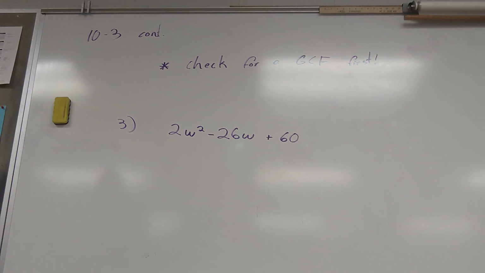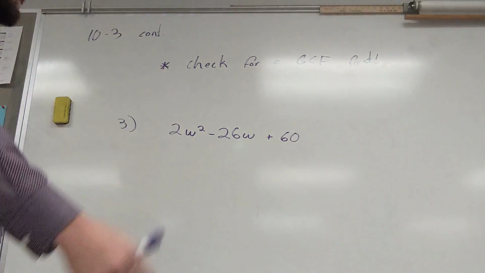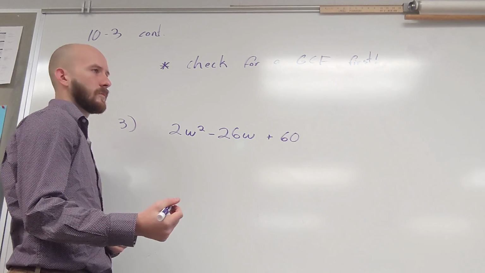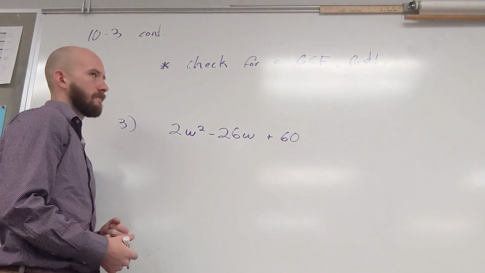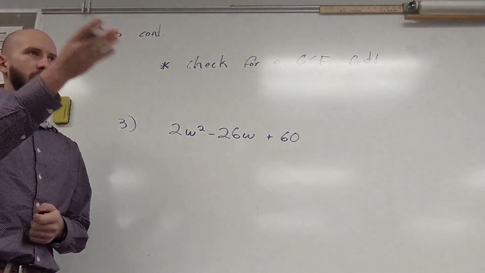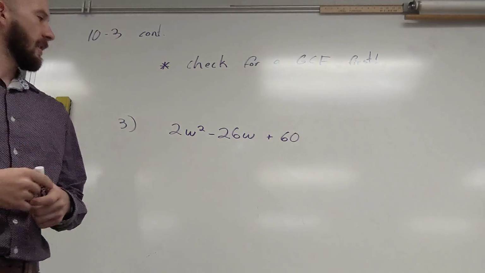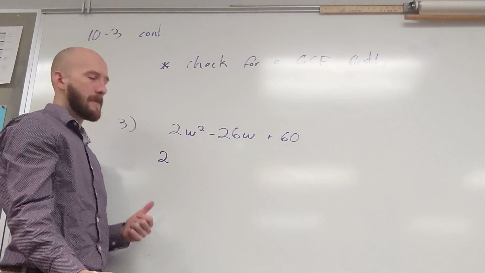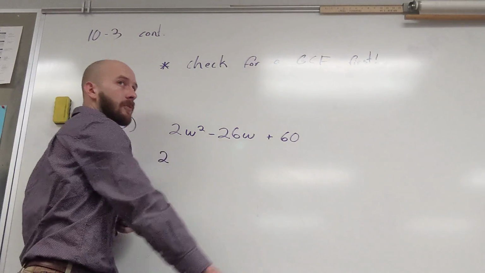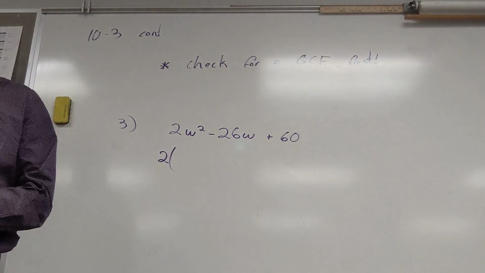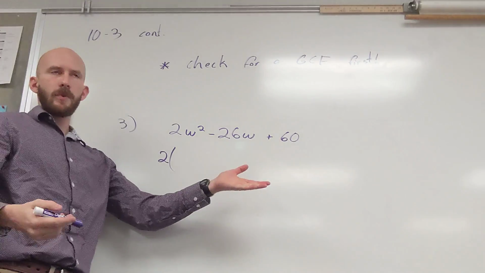All right, I'm gonna go around and call in some people this time. What's our greatest common factor here? Want me to answer it? Sure. We'll go to the next person. Yep, 2. Are there any variables in common? W. Do they all have a W? No. Nope, so it's just 2. So then put your parentheses, and then we divide out the 2 and see what's left.